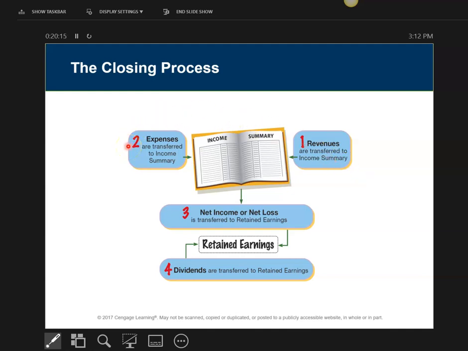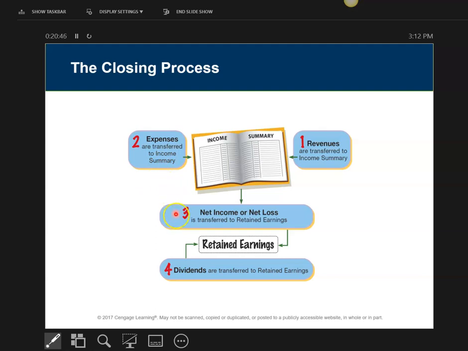Step number 2, close expenses to income summary. Well, if you remember correctly, expenses always have a debit balance. So to close them, I'm going to credit them. So step number 2, credit the expense and debit income summary. Credit the expense and debit income summary. Okay, moving to step 3. We're halfway done of my 4 journal entries.